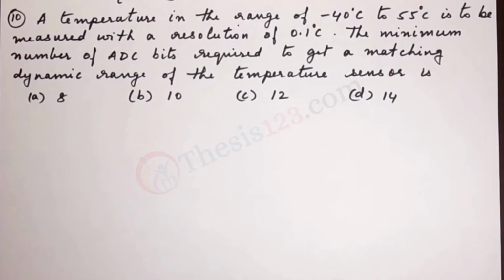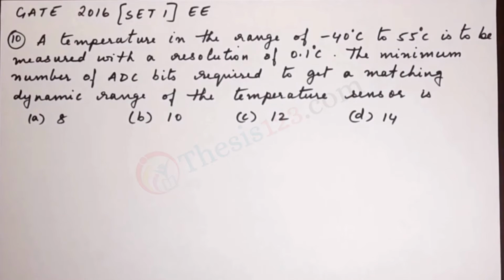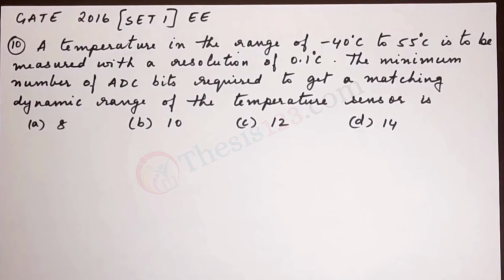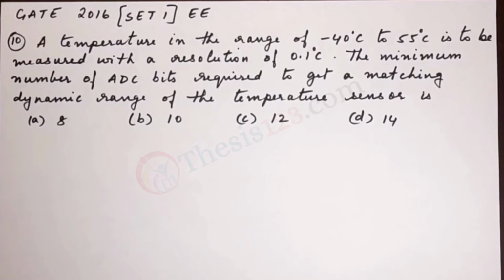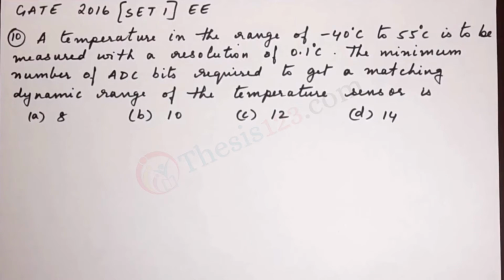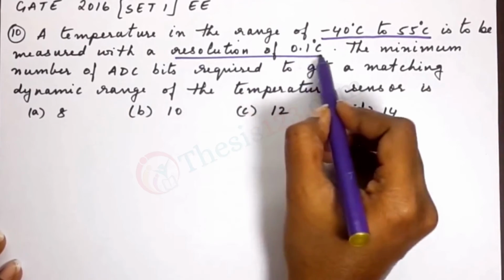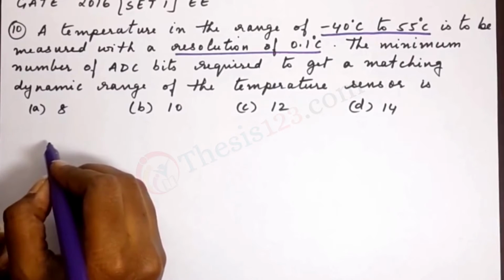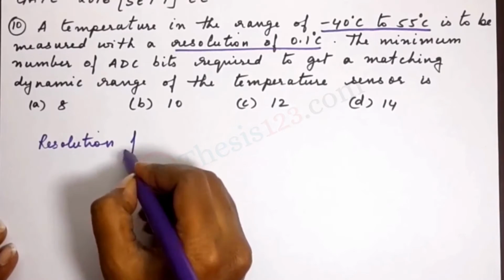Here's the next question. A temperature in the range of minus 40 degrees centigrade to 55 degrees centigrade is to be measured with a resolution of 0.1 degree centigrade. The minimum number of ADC bits required to get a matching dynamic range of the temperature sensor is, now we have our four options. The first thing we have to do is note down the range and the resolution given. Since it is the resolution, we can use the resolution formula.